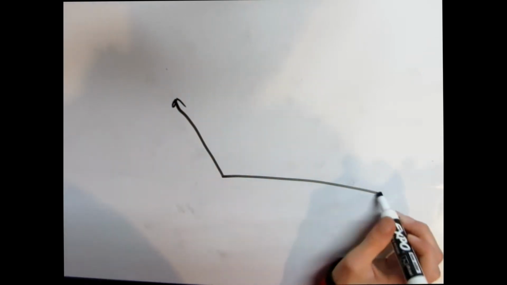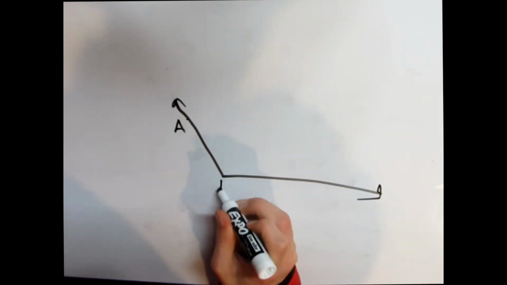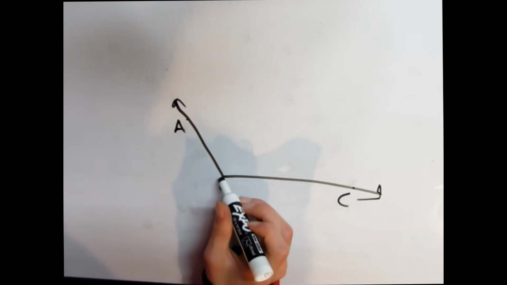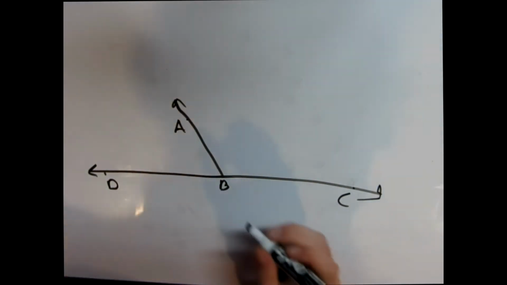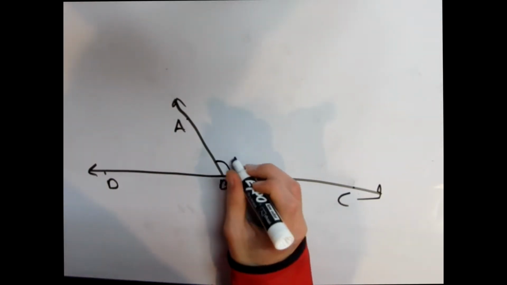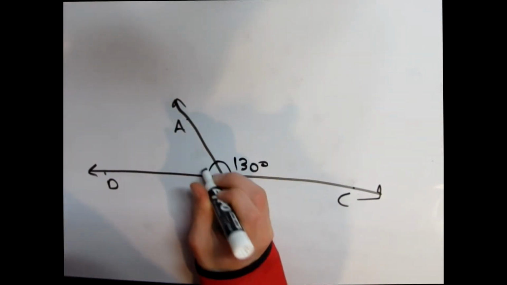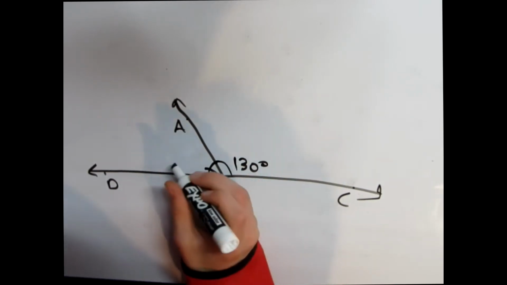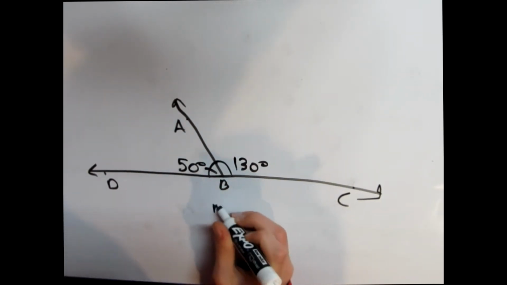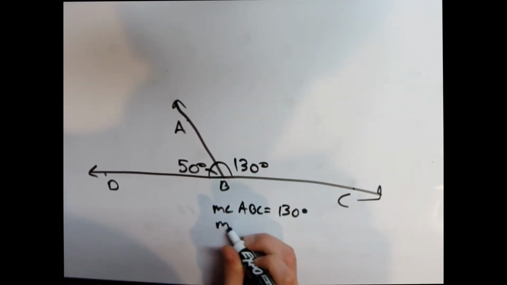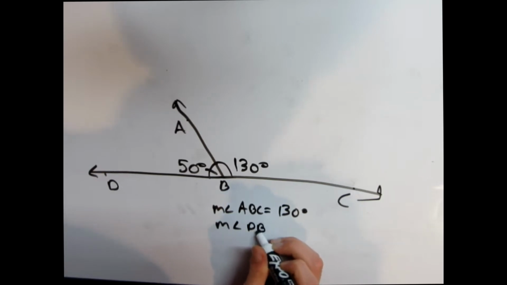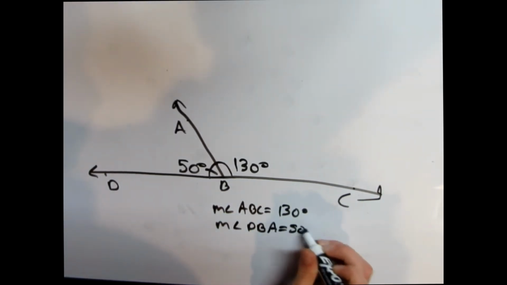Alright, so let me draw another angle ABC, and also going to make this angle DBA. So we can give this measure of angle ABC 130 degrees, measure of angle DBA, let's make that 50 degrees. So measure of angle ABC is 130 degrees, measure of angle DBA is equal to 50 degrees.